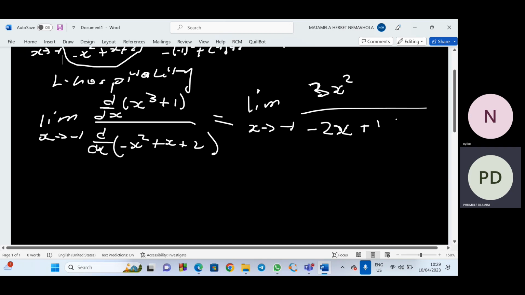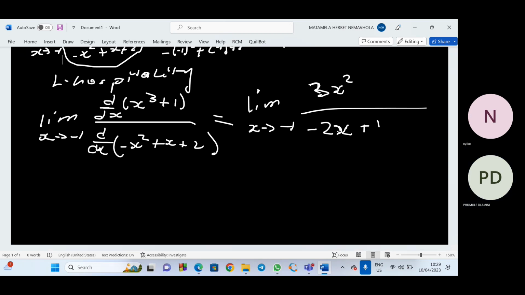Now, when we're left with this, we can check something. What will happen in the denominator if you put -1? If we put -1 in this equation, it is going to be positive. It's going to be positive 2.